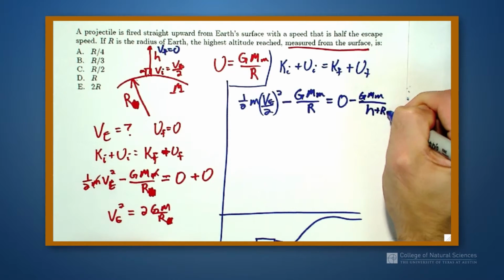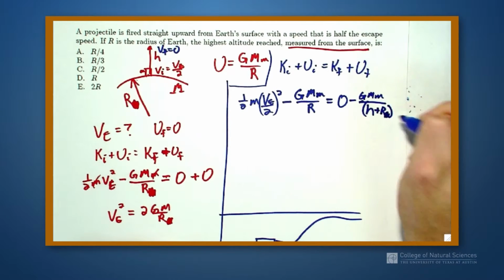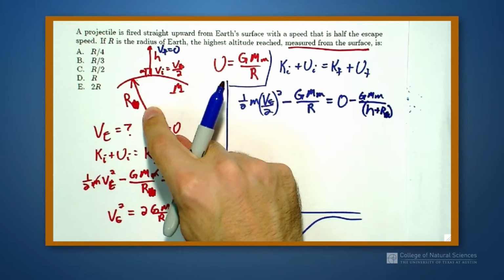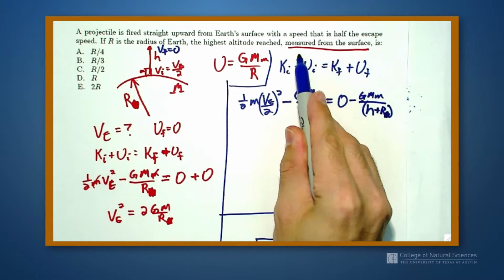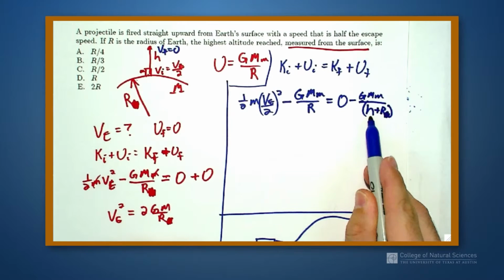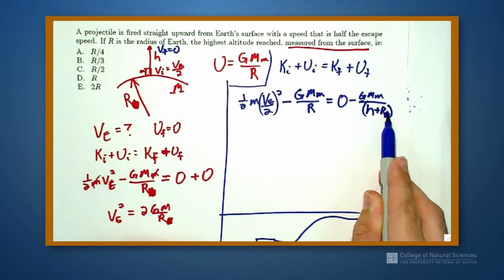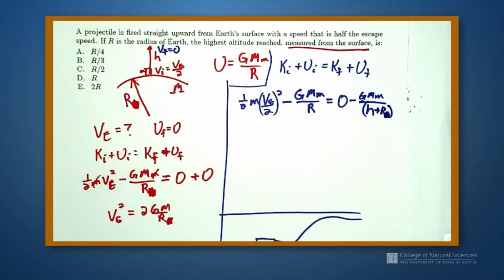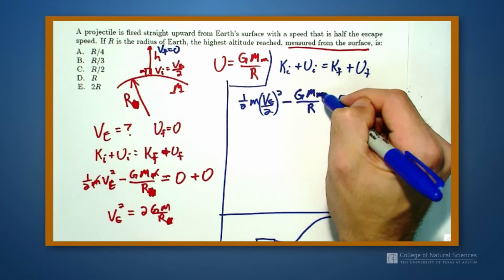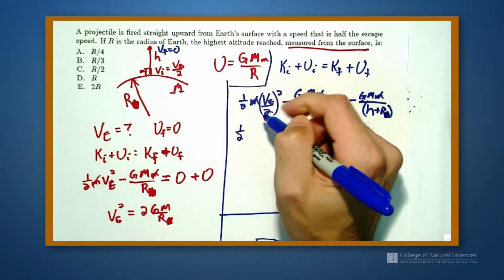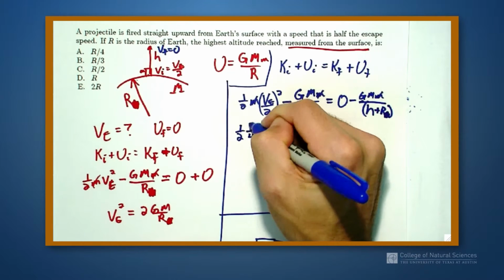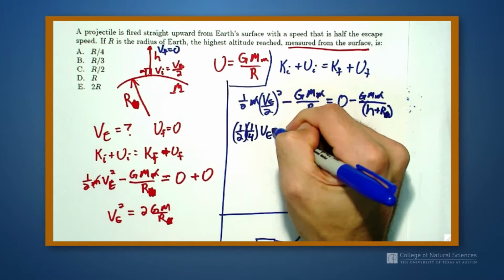plus R_E, or plus R. I'm at a distance from the Earth's center of R plus H. So I took into account that I'm measuring from the surface with H, the value I actually want, but the real value that I need is H plus R. Again, little m is going to cancel in all these cases. So I get 1/2 times 1/4 v escape squared.